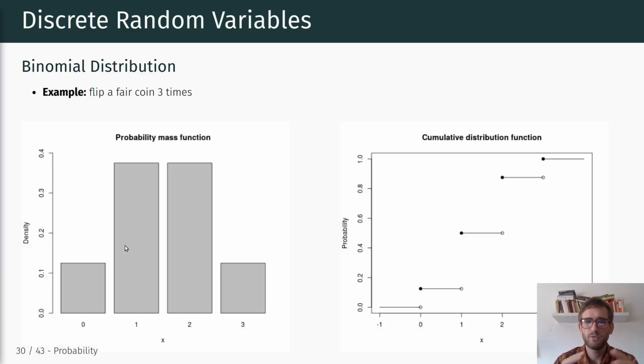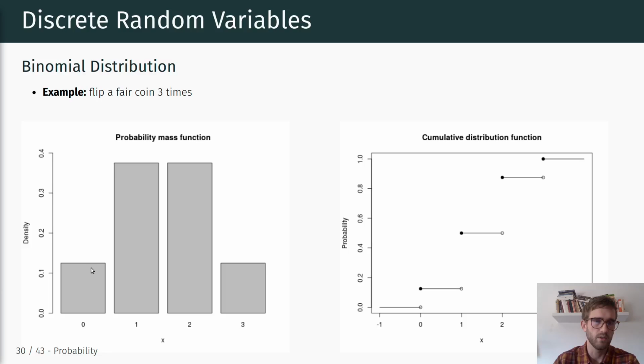So here's a brief visualization of what this probability mass function and the cumulative distribution function look like. Here we're looking at an example of flipping a fair coin 3 times, right? So the probability mass function is visualized for all 4 possible outcomes: observing 0 heads, 1 head, 2 heads, and 3 heads. It's a fair coin, so the success probability is 0.5, right?